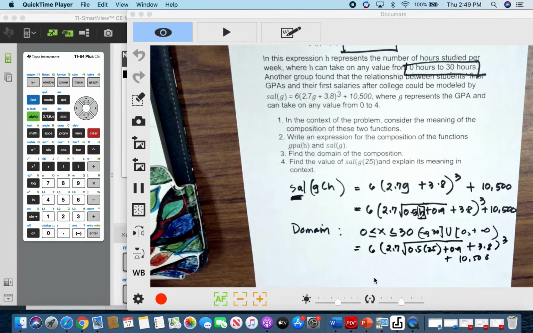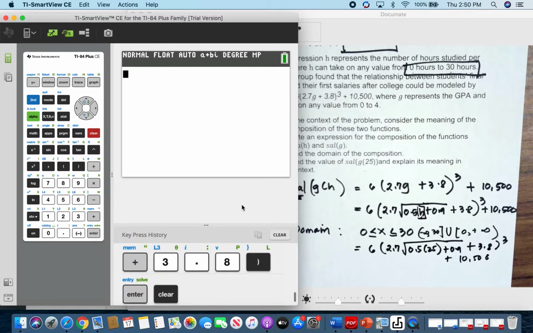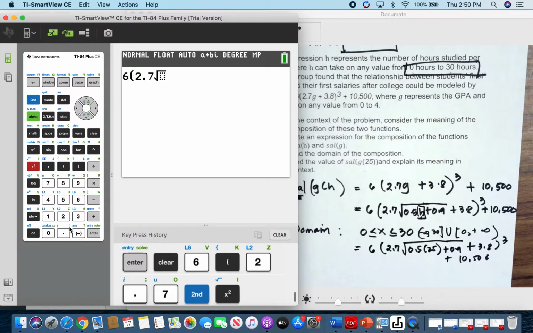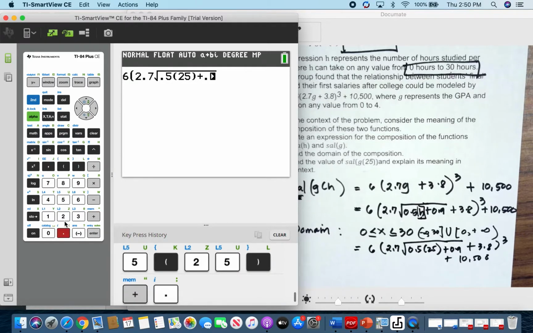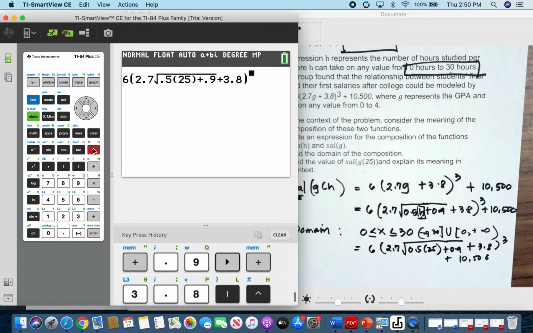Okay, so let's see that. So this will be using the calculator: 6 multiplied by 2.7, second x squared, and you have 0.5 times 25, and then plus 0.9. And you have to put the cursor outside, plus 3.8. Close it, and the exponent is 3. Then, of course, you will still have to add 10,500.